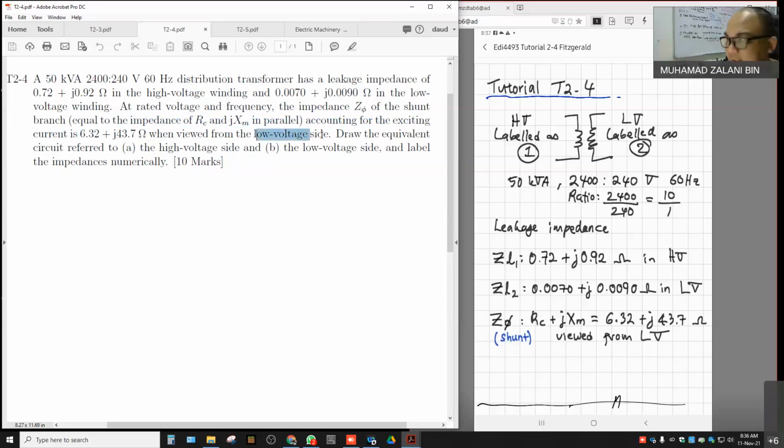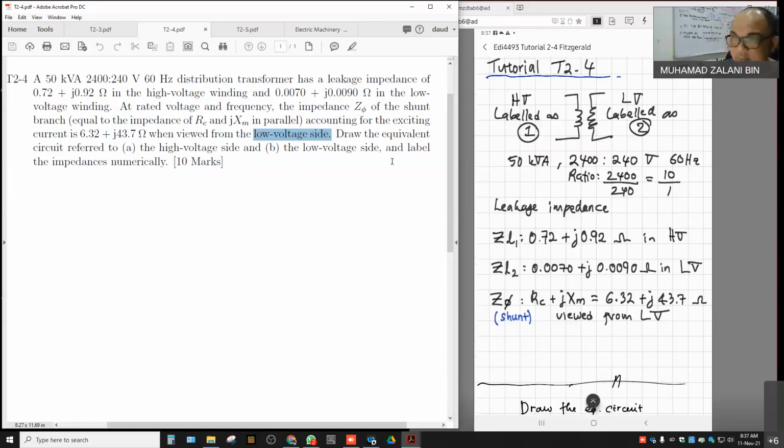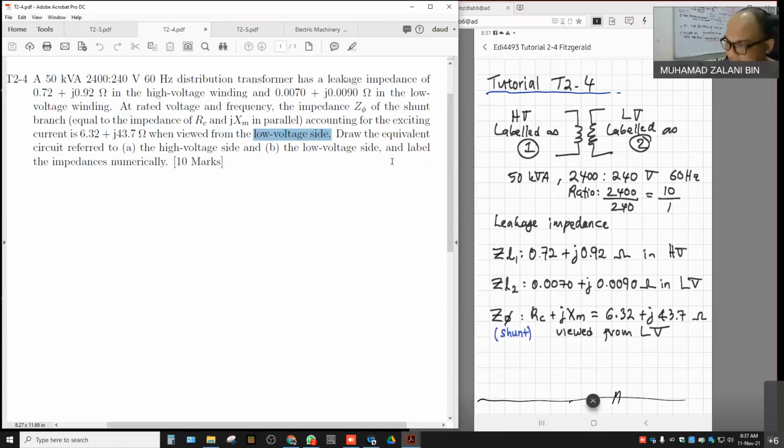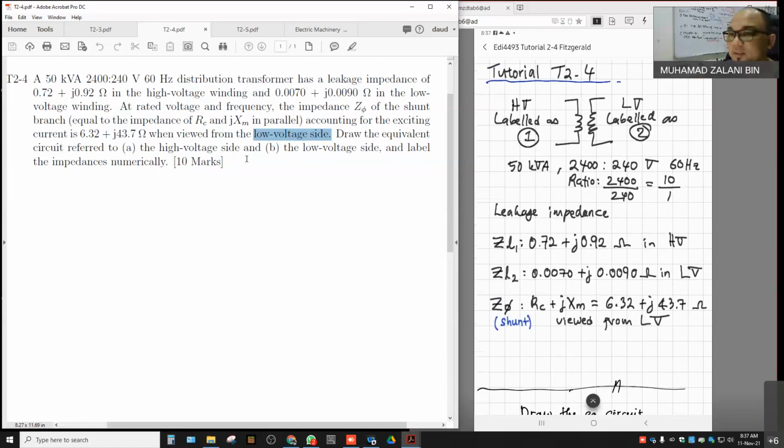So when viewed from the low voltage side, draw the equivalent circuit referred to A, the high voltage side, and the other equivalent circuit referred to B, the low voltage side. The first thing first, we are going to draw the equivalent circuit. The first one is referring to the high voltage side. So I just write down the information given in the question. We have the high voltage side and low voltage side of the transformer, labeled by 1 at the high voltage side and 2 at the low voltage side.